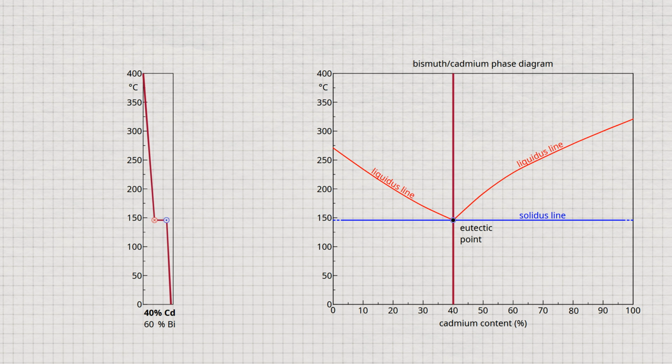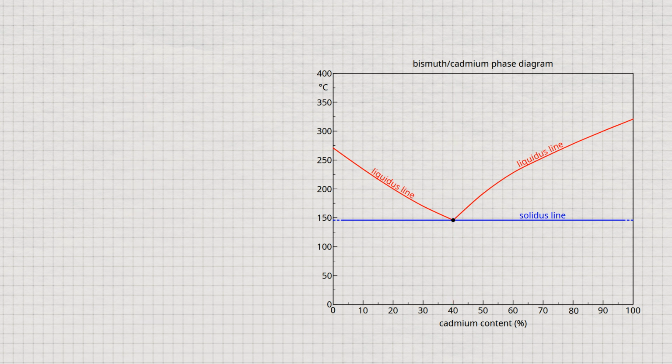The solidus line, on the other hand, is always at the same temperature of 146 degrees Celsius, regardless of the alloy concentration, with the exception of pure materials, and thus marks the end of solidification for all alloys. The solidus line is often also referred to as the eutectic line. The actual solidification process takes place between the solidus and liquidus lines. In this region, parts of the alloy have already solidified while others are still liquid.